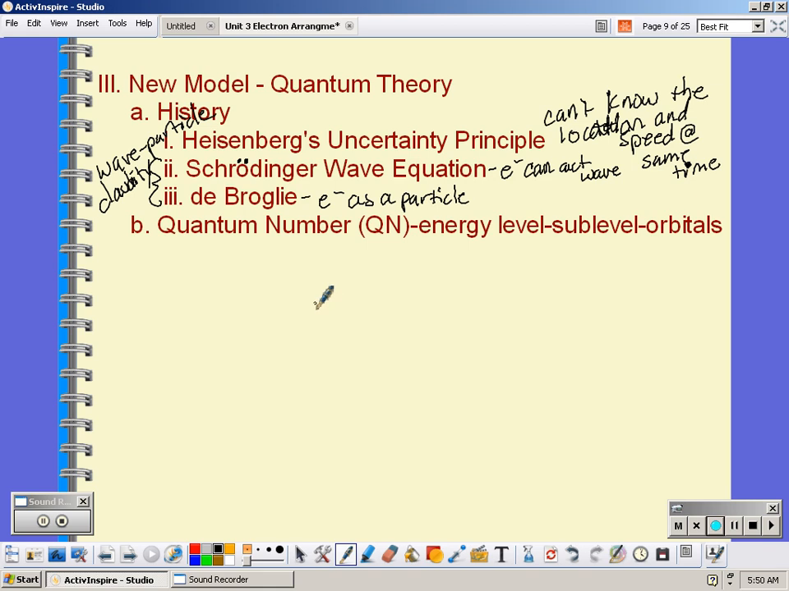Now, based on those ideas, we came up with quantum numbers. Quantum numbers tell us the energy level, the sublevel, the orbital, and the spin of the electron. So it's like an address to the electron. Where is the electron exactly located?